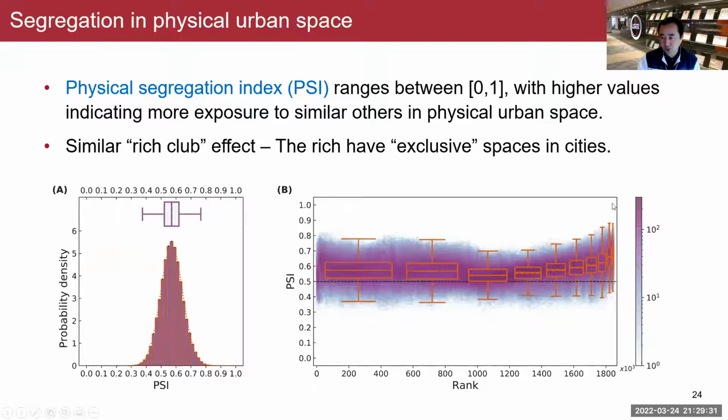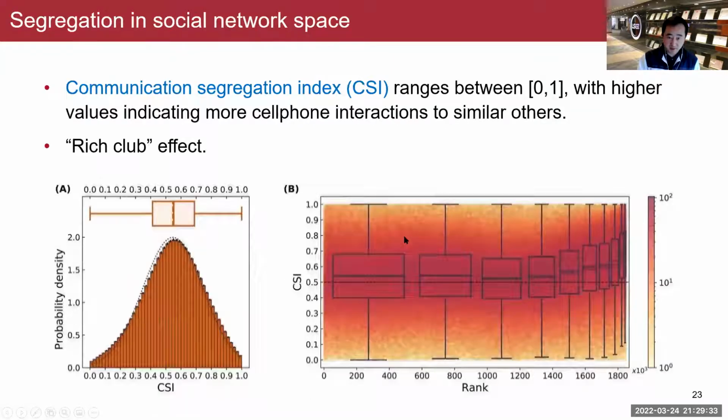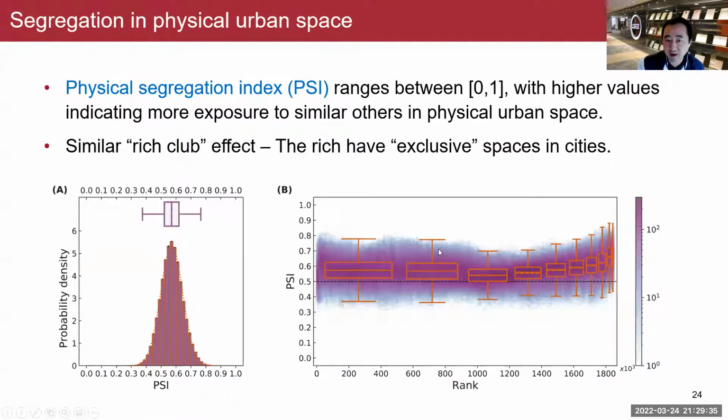If we try to correlate with social rank, similarly, we got this rich club effect. That means the richer people have their exclusive spaces in cities, which are not easily accessible by others. Here, I want to note that the PSI index is trying to estimate people's exposure to others over the 24 hours of a day.